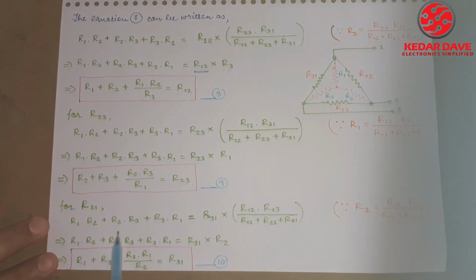R31, it will be the same. R1 into R2 plus R2 into R3 plus R3 into R1 equals R31 multiplied by R12 into R23 divided by R12 plus R23 plus R31. So basically in this we will take out R31 multiplied by R2, as this term is denoting R2, as we have already written over here.